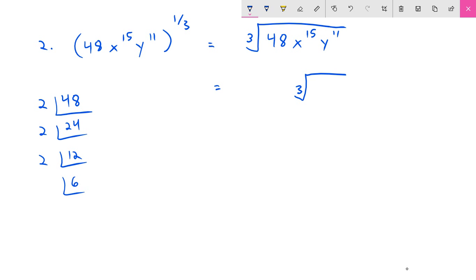6. What should you divide 6 by? 2. You have 3 left. Now what do you divide 3 by? 3. And then you hit 1 and you're done, right? Okay, so this is the factorization: 2 times 2 times 2 times 2 times 3 of 48.